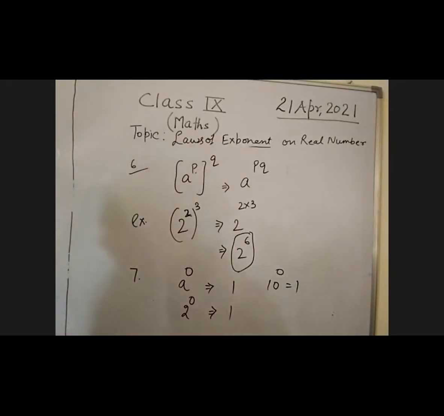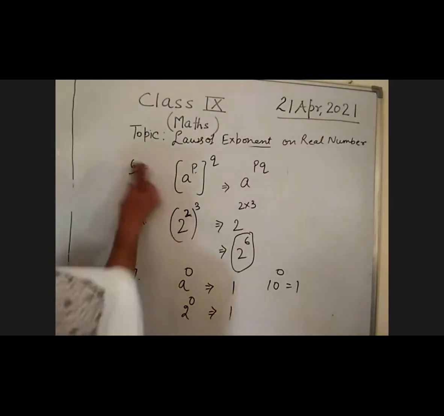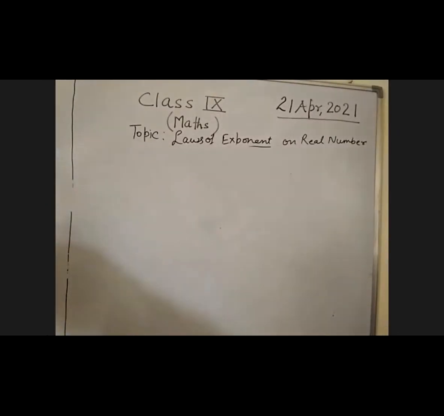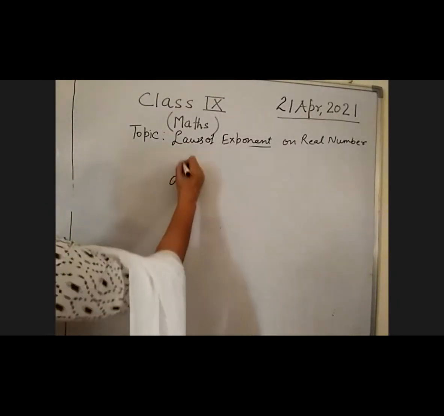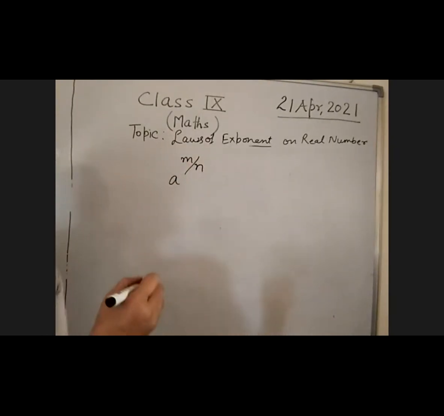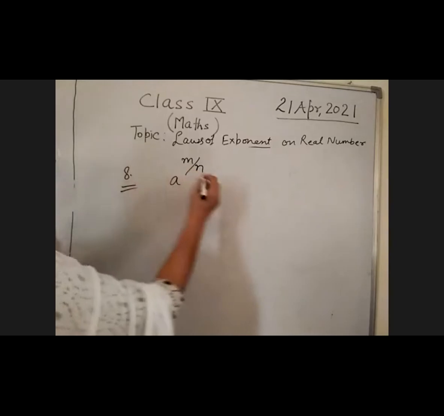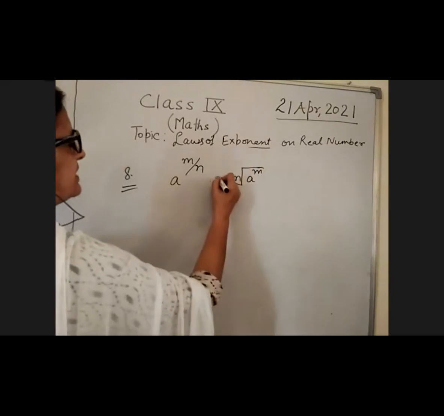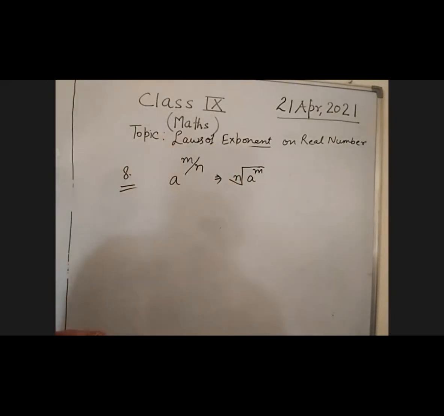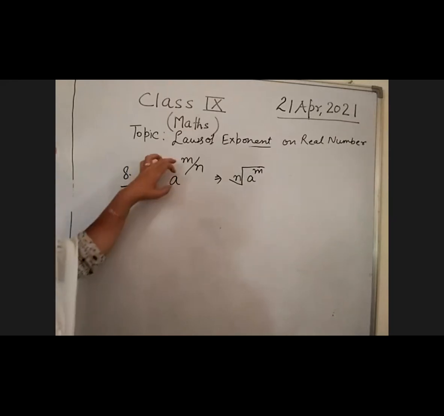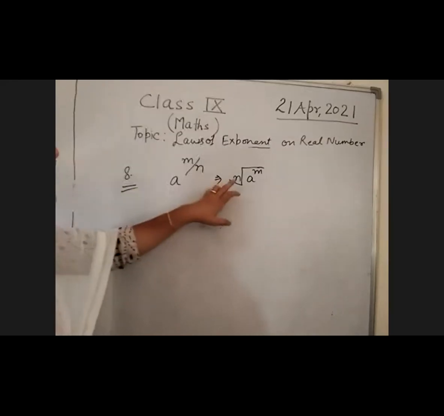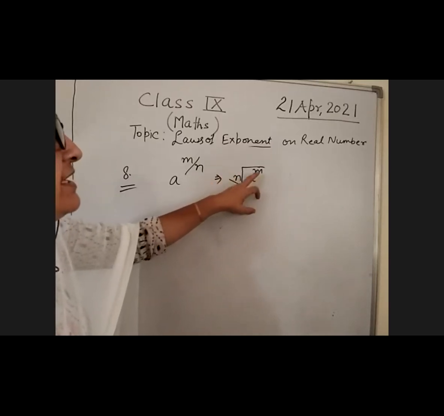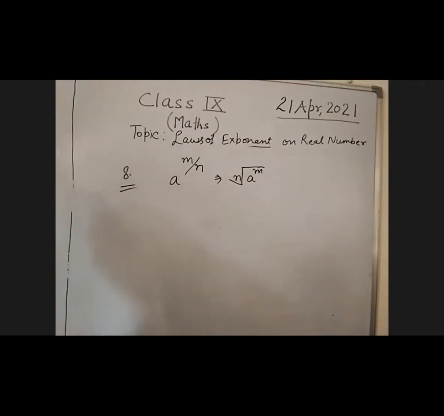And our last rule is a raised to the power m upon n. How can you write this? It is the nth root of a raised to the power m. This rule you have not studied in the 8th class. Now a raised to the power m upon n, you can write like this: the nth root, not a whole number, the nth root of a raised to the power m.